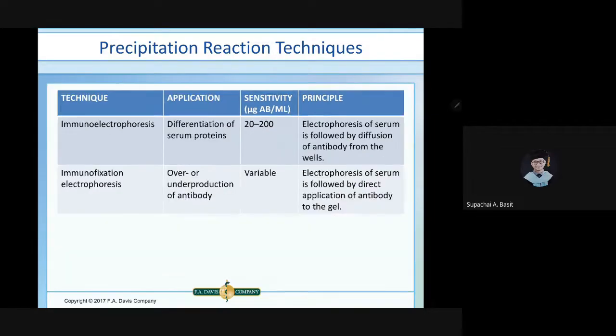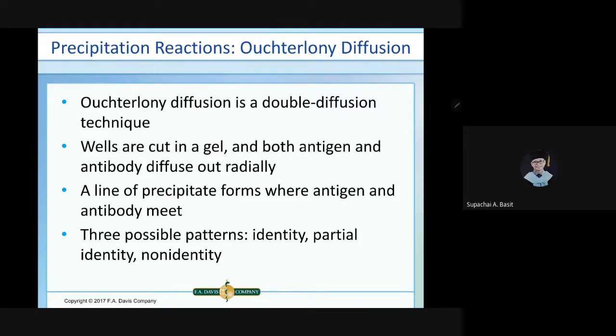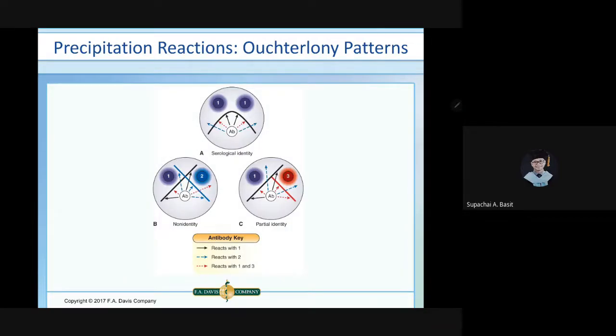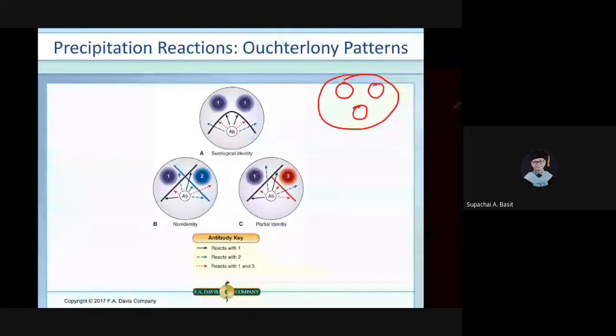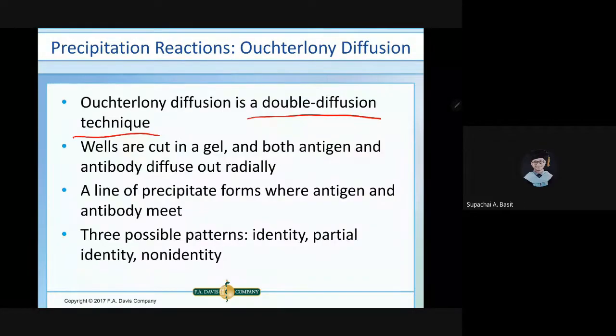So this is an example of the Ouchterlony, also known as the double diffusion technique. What will happen here is that wells are cut in a gel, and both antigen and antibody diffuse out radially. So you have here a gel, and you have three wells, or three holes. A line of precipitate forms where antigen and antibody meet.